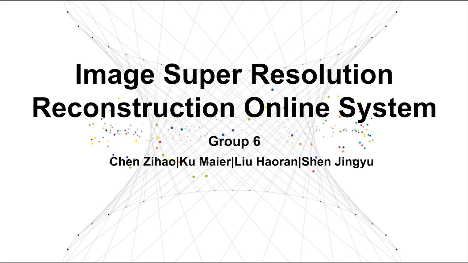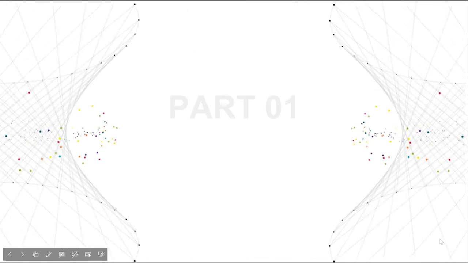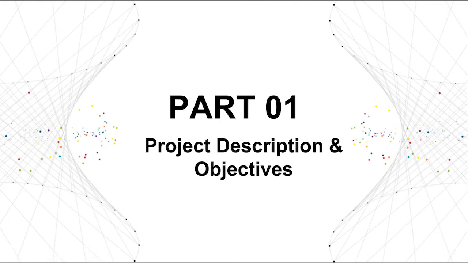This is the Image Super Resolution Reconstruction Online System, and this is Group 6. Our group members are Chen Zihao, Pu Maer, Liu Haoran, and Sen Jinyu. For the first part, project description and objectives.